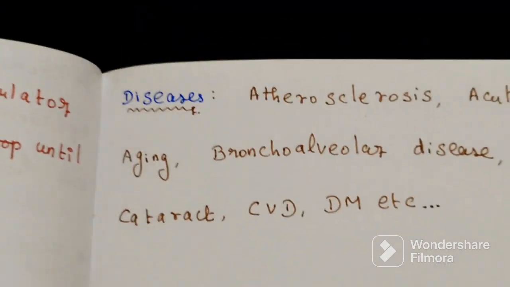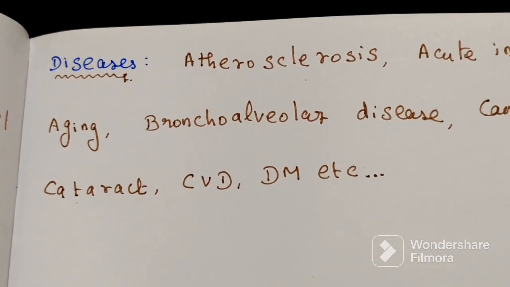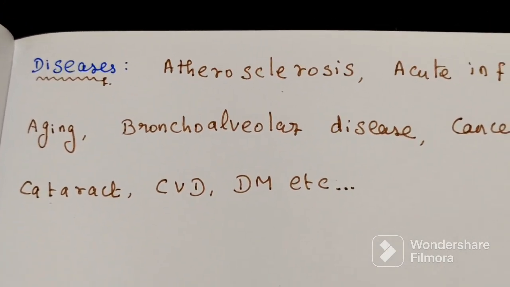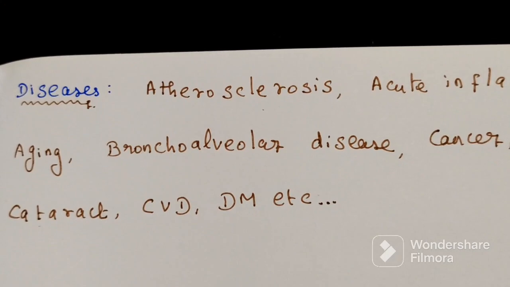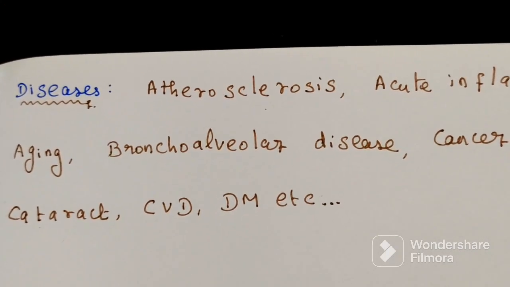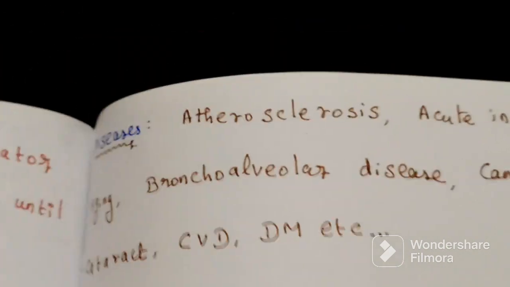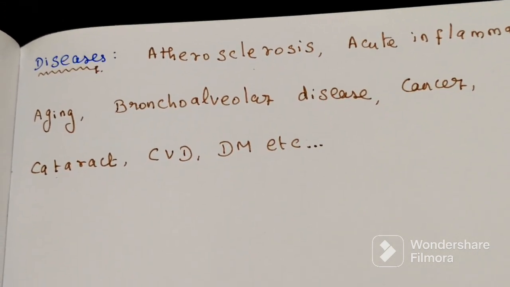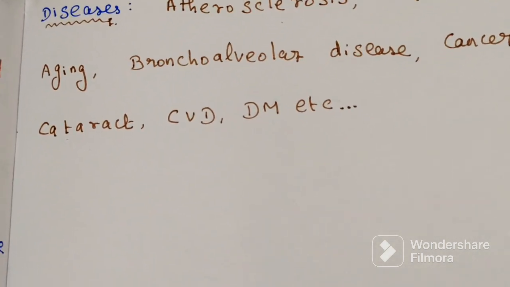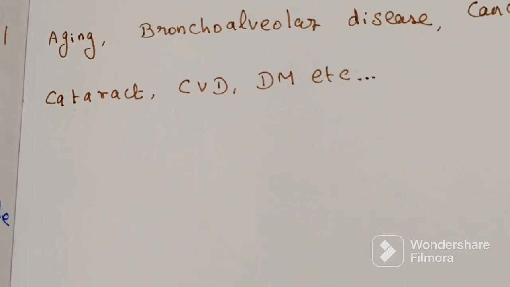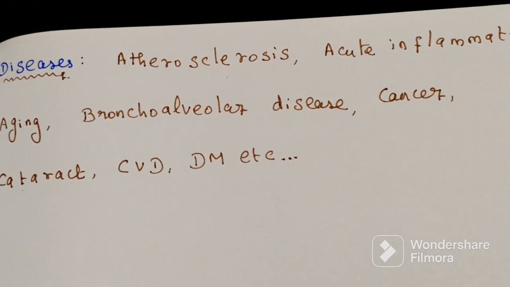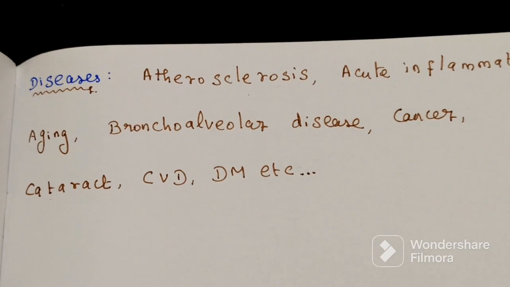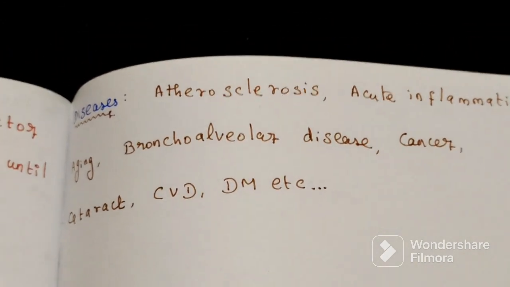Next, coming to the diseases related with free radicals. What are the diseases? Generation of free radicals occurs in a number of disorders. The important ones are atherosclerosis, acute inflammation, aging, bronchoalveolar diseases, cancer, cataract, cardiovascular disease, and diabetes mellitus, etc. These are the important disorders related with free radical production.